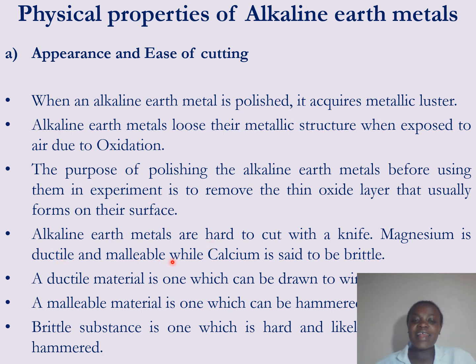Then, alkaline earth metals are very hard to cut with a knife, and we say that magnesium is ductile and malleable, while calcium is said to be brittle. For a ductile material, we say that a material is ductile if it can be drawn into wires. And also, magnesium is malleable, meaning it can be hammered into sheets.